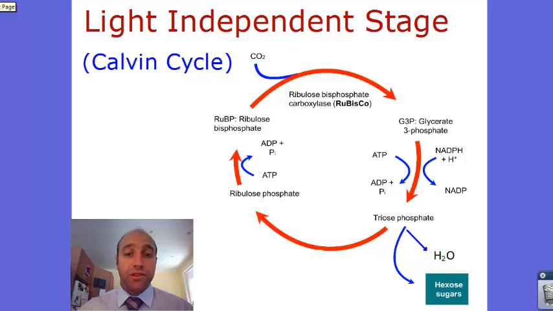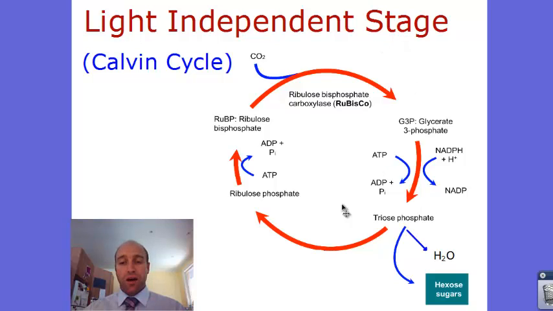Now, I should also mention that the light-independent stage is known as the Calvin cycle, the Calvin-Benson cycle sometimes, but more commonly the Calvin cycle. I don't know what happened to poor Mr. Benson. He doesn't quite get enough credit as Mr. Calvin. Quite often we see it represented in quite complicated diagrams, and it is a really complex series of reactions, so it's understandable that it is.